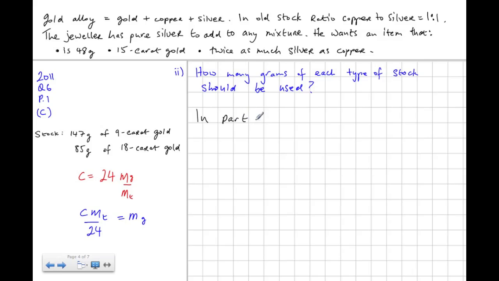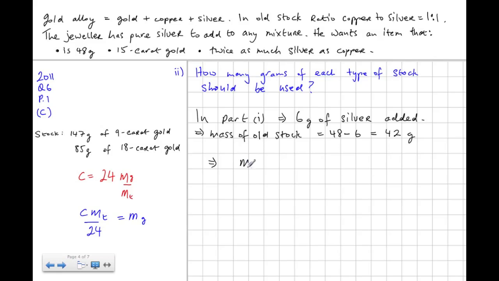Now in part C1, what we discovered is that there was 6 grams of copper, and therefore there was going to be an extra 6 grams of silver added because we're making the ratio 2:1. So we know that the amount of old stock being used here isn't the total 48 because we've added in 6 of copper. So the old stock being used is 42 grams. And so what we know is the amount of the 9 karat gold plus the amount of the 18 karat gold must total 42 grams, the amount of stock taken. And that's the first equation we have.